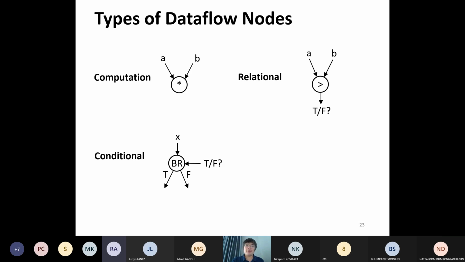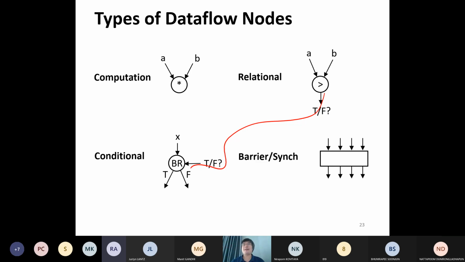Usually when you draw this together, this connects here, so you know exactly this true or false goes into the conditional part. It's basically if-else. And sometimes you have a lot of parallel programs going on. There's also the barrier or synchronization, where basically you say, wait until every one of these inputs becomes ready, then you proceed past this barrier, right?